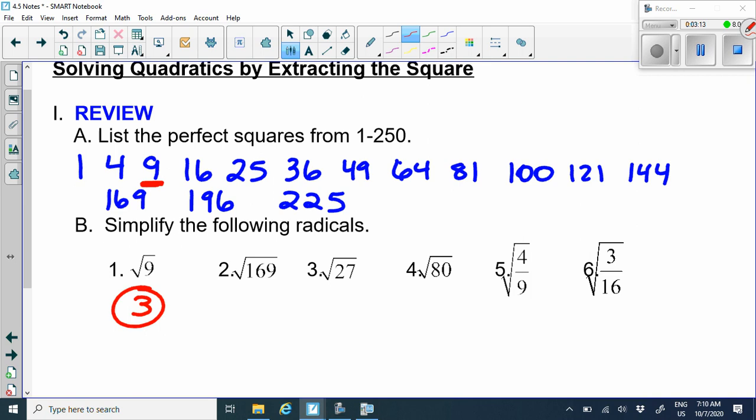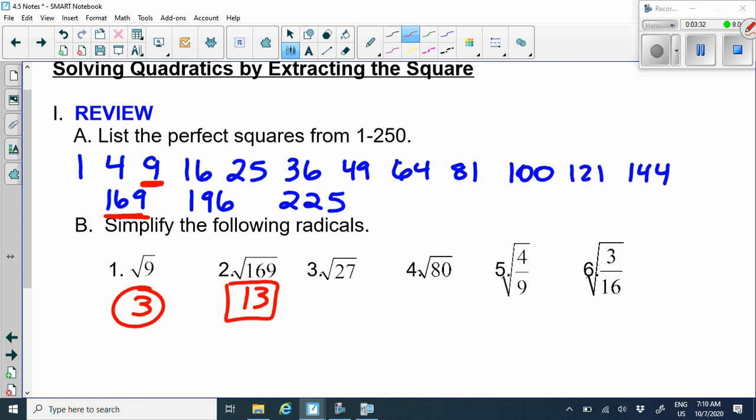Okay, let's see what you got. So we have the square root of 169. So once again, we have to ask ourselves, is this a perfect square? Well, if we look at our list, yes, it is. And you can plug it into your calculator as well. So when we take the square root of 169, we should get 13. Okay, let's look at number 3.